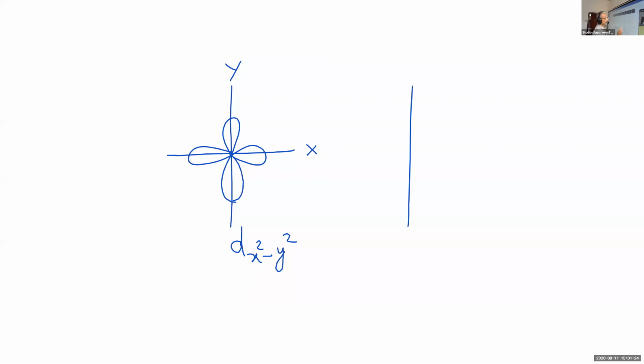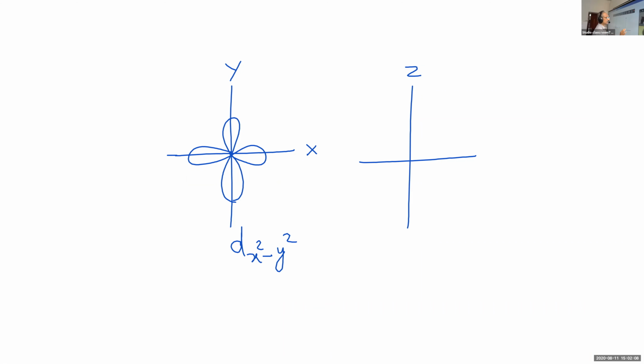Now you come to dz square. You take the z axis, and you mark only the z axis. We have only three perpendicular axes, the Cartesian axes. Out of these, two are already utilized for drawing the double dumbbell. Only one axis, the z-axis, is free now.